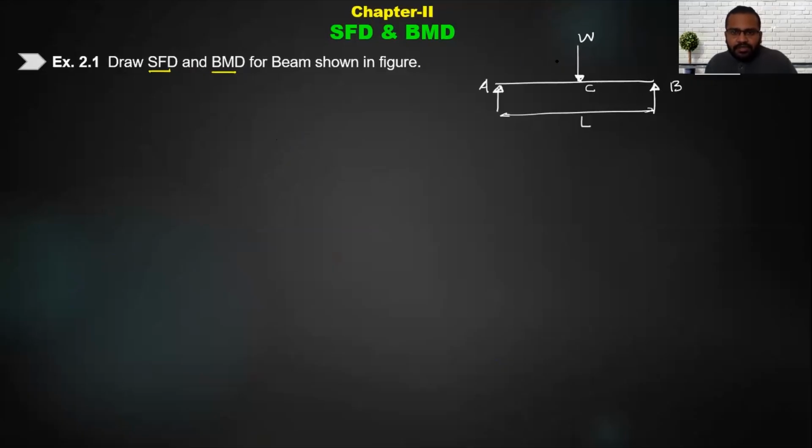हमने वो center point पे C पे ये रखा है, तो ये distance कितना होगा? Of course this will be L/2 and this will be L/2. So you know that कि vertical reaction A पे कितना आएगा? Of course half of आएगा, so this would be W/2, and this reaction will also be VB equal to W/2. Okay, now I'm writing the simple reactions. Now how to draw the shear force and bending moment diagrams.